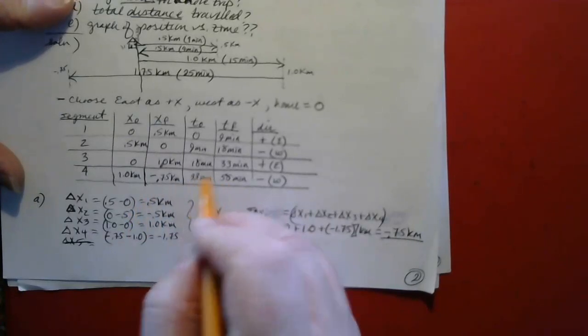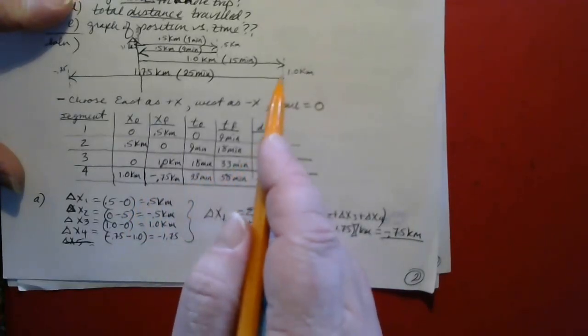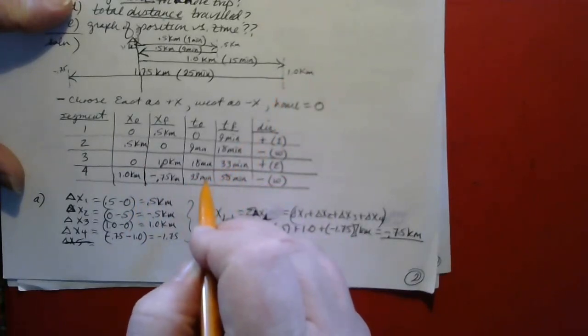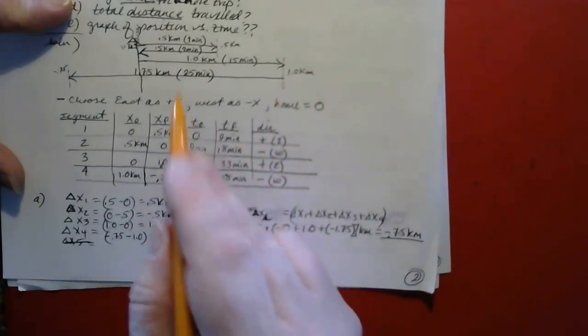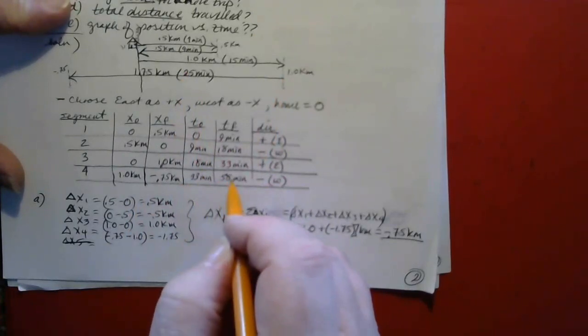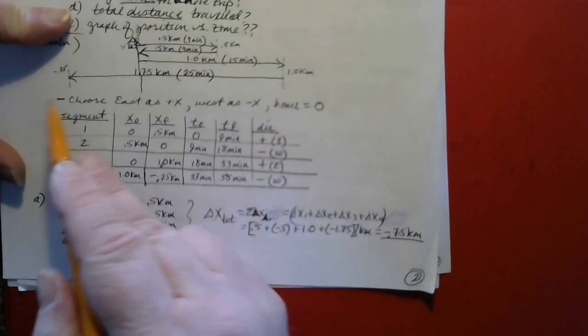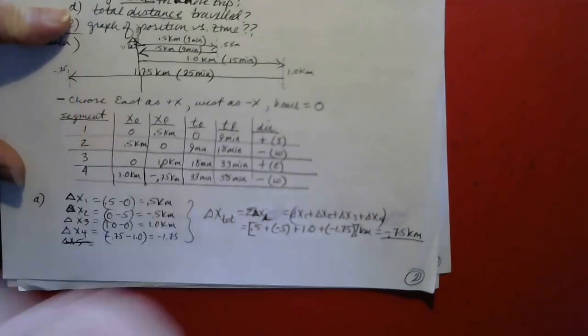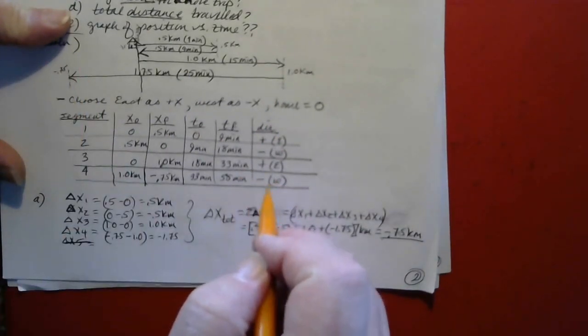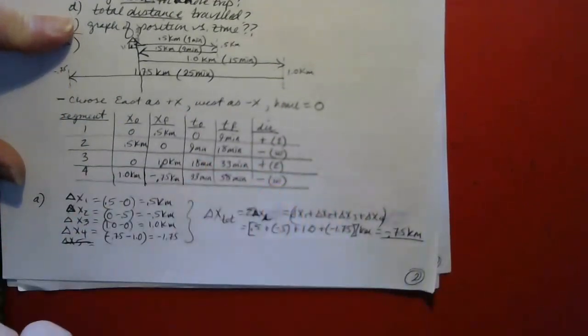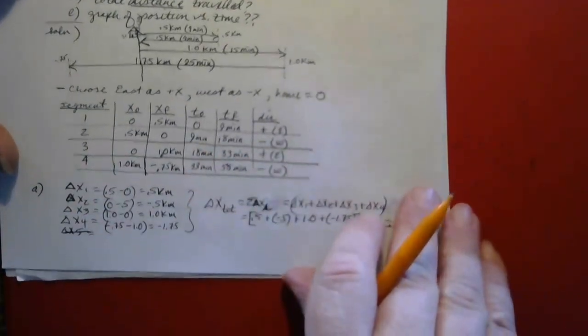All right. She started that part of the journey when she was at the 1 kilometer mark, which was 33 minutes. And it takes her 25 minutes to do it. So 33 plus 25 is 58 minutes. So that's when she reaches the end of the overall trip. This last segment was in the negative direction, or west.